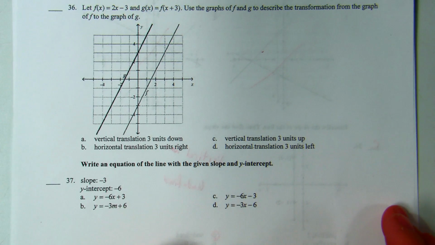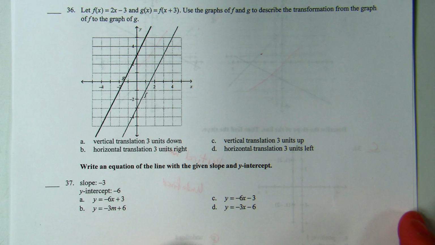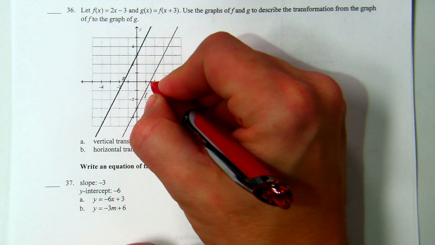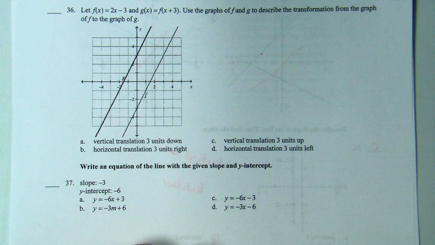Number 36. Let f of x equal x squared minus 3 and g of x equal f of x plus 3. Use the graphs of f and g to describe the transformations from the graph of f to the graph of g. All right, this is the graph of f. This is the graph of g.